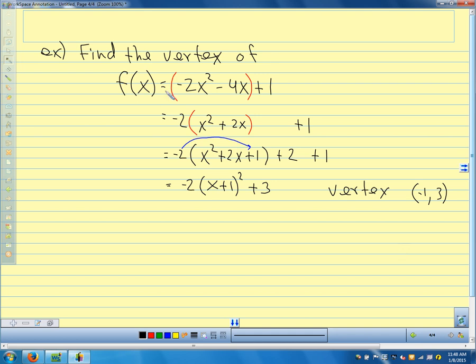So when we do have a leading coefficient here, this a value, we have to be a little more careful when we complete the square to make sure we take that into consideration. All right, questions on that example?